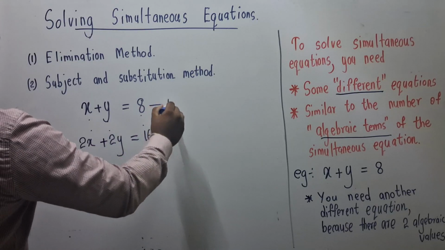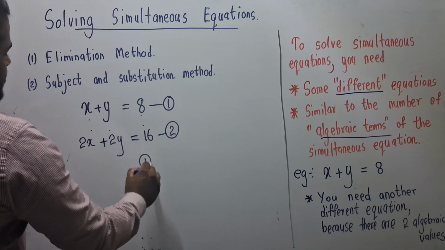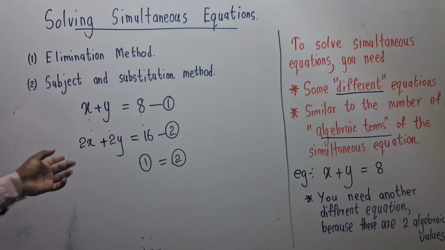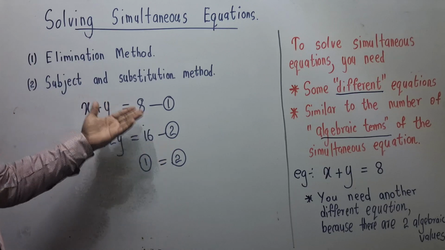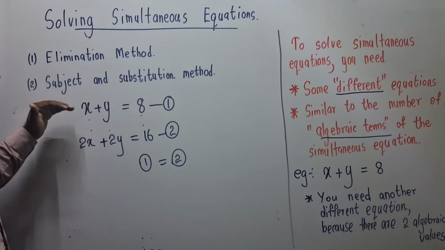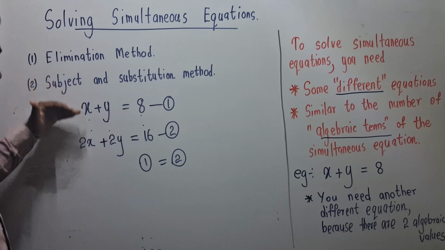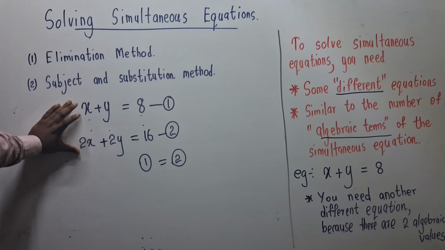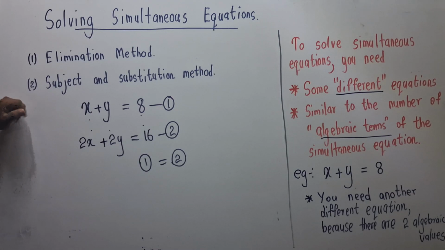Now these two equations are not different equations. Why? Because the first equation and the second equation are similar. Though there are 2x, 2y and 16, when I factorize them all, it gives the first equation. So these two equations are similar, and using them we cannot get the values for the simultaneous equation. Why is that? Because they are the same. So we need a different equation.